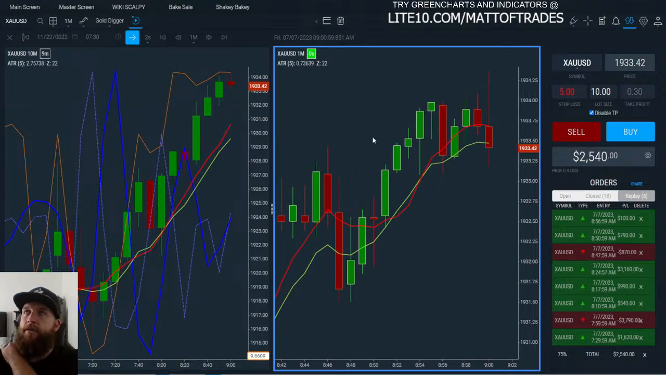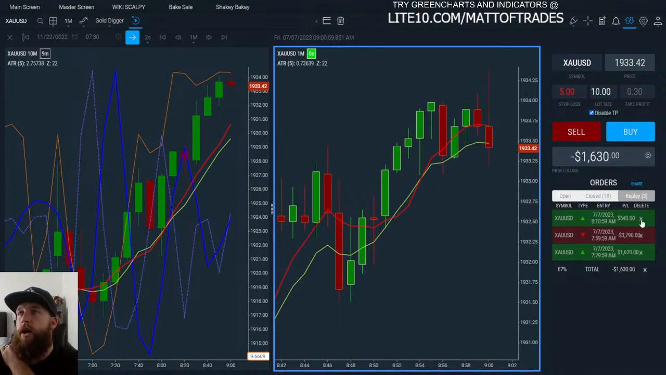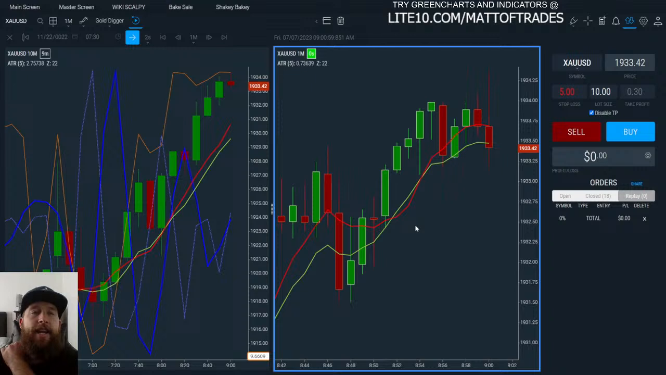All right, so basically what the strategy is. This is a 10-minute chart. This is a 1-minute chart. So I've got my T&T lines here, all of them except for the thick orange. I'm not using the thick orange for this one. And then I have my pressure line up here. It's not needed for this strategy, but I just like to have it up there.